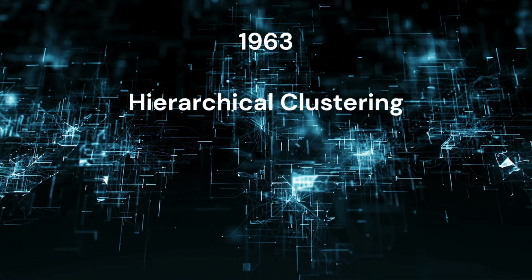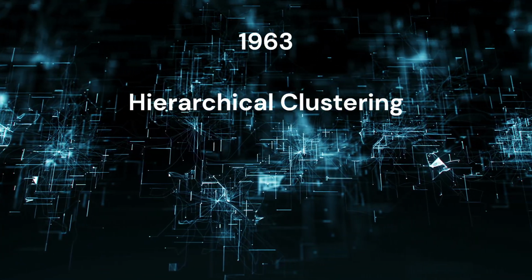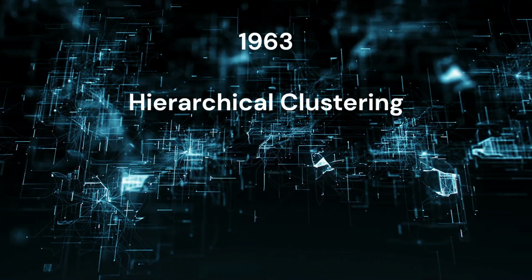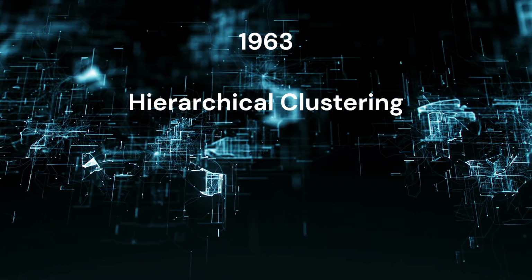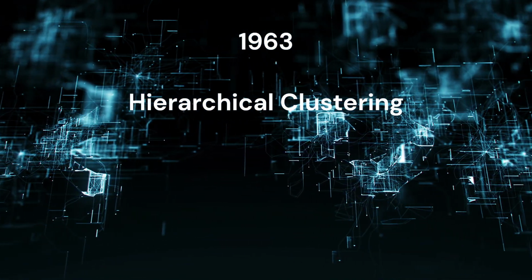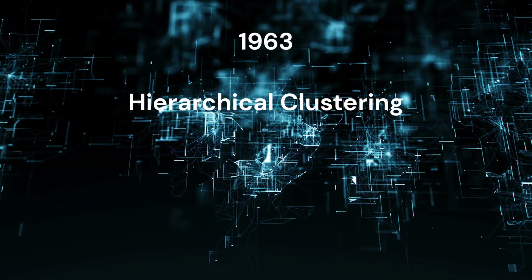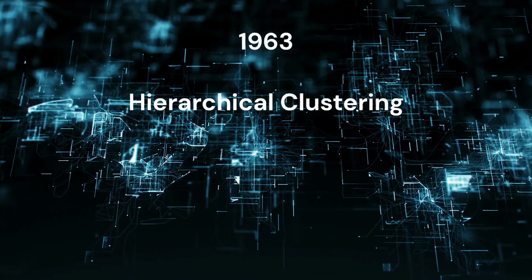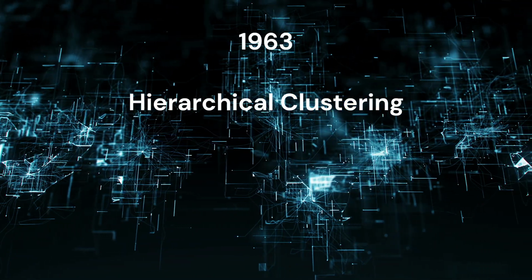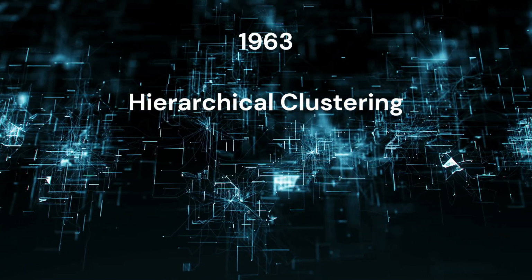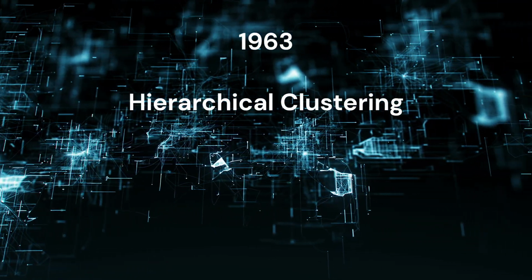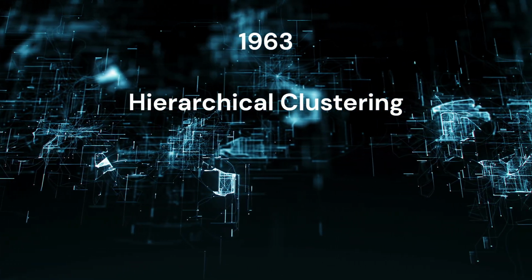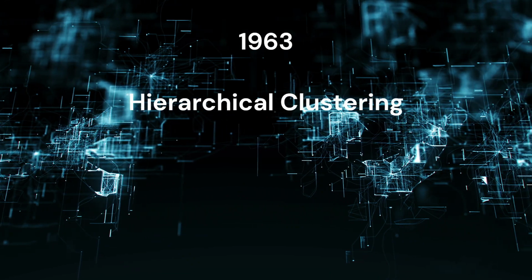Maurice S. Johnson proposed the complete linkage algorithm in his paper, Hierarchical Clustering Schemes, published in 1967. Joe H. Ward Jr. introduced Ward's method in his paper, Hierarchical Grouping to Optimize an Objective Function, published in 1963. These contributions significantly shaped the field of hierarchical clustering and its applications.